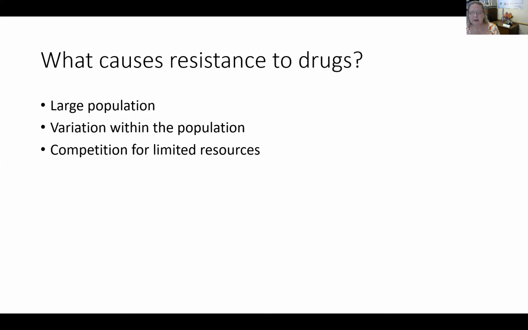Because there's a large population, there's competition for limited resources, and only those that are the best adapted to that particular environment will be able to survive long enough to reproduce and pass their traits on to the next generation. So this is a very brief overview of how evolution of a species can lead to resistance. You continue to expose the species to the drug, and those that have variation in them that make them less sensitive to the drug will survive and reproduce.